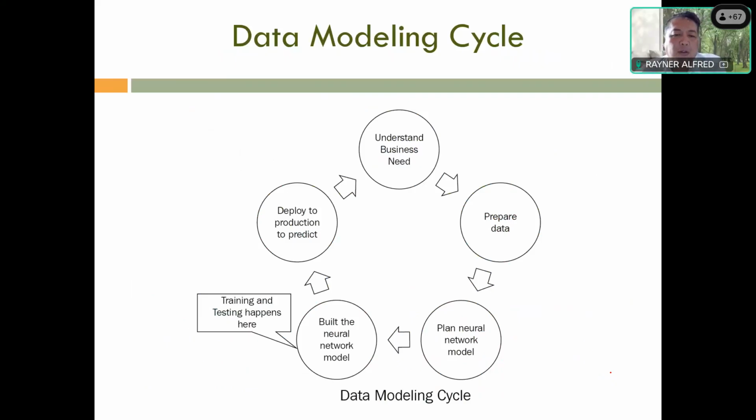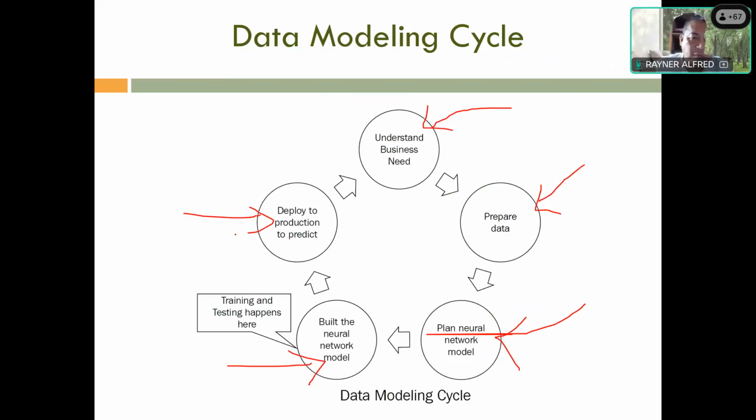Okay, so this is the basic data modeling that we have. This is what we discussed in knowledge discovery. You need to look at your objective, prepare your data, and then plan what model you want to use. You train them, and then you deploy. So this is the full cycle that we have.